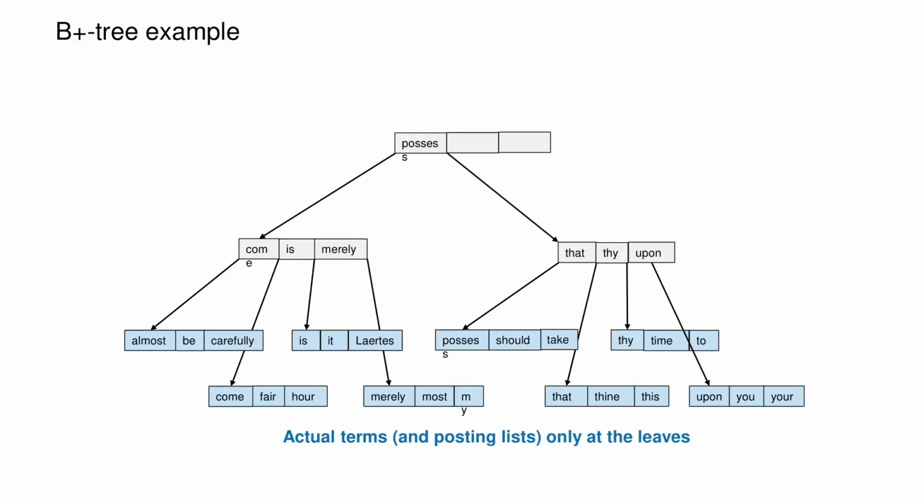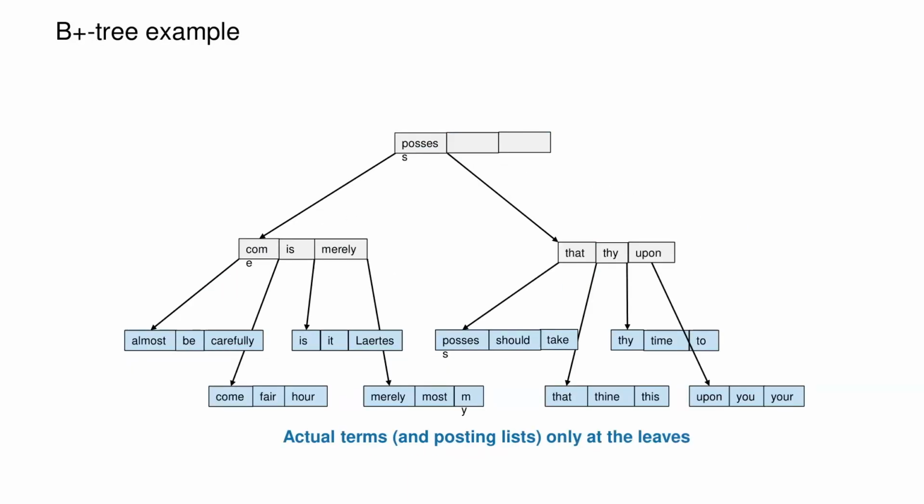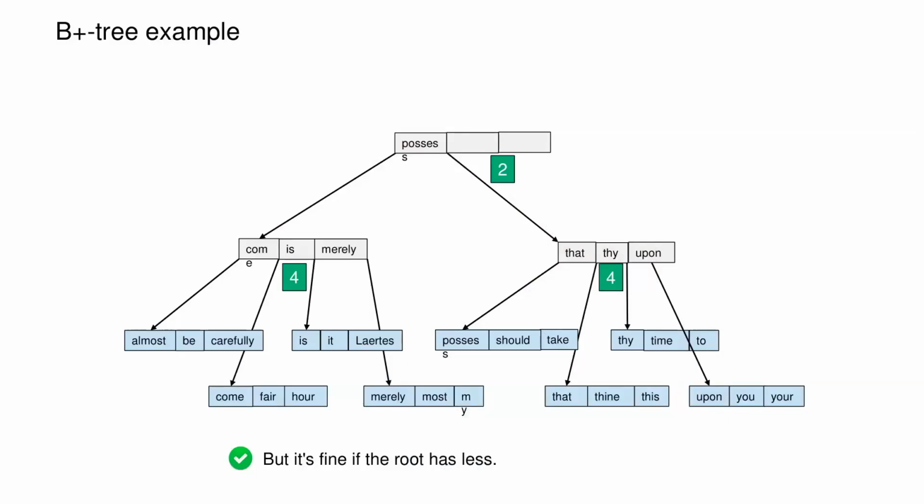Actual terms only at the leaves, that's what the plus in B plus tree means, and so I use the color blue in order to make that very clear. Now, when we parameterize such trees, we like to use these 2 values, the lower bound and the upper bound, as a prefix, meaning that this here would be a 3-5 B plus tree, because I have this 3 and 5 interval. So that's a 3-5 B plus tree.